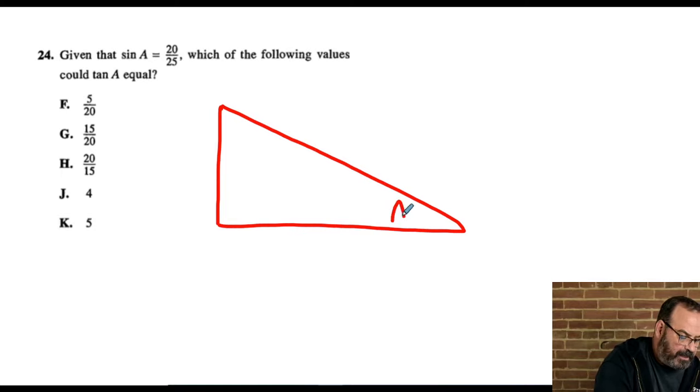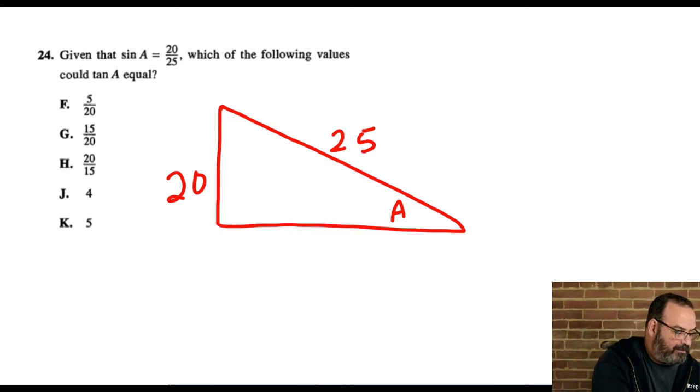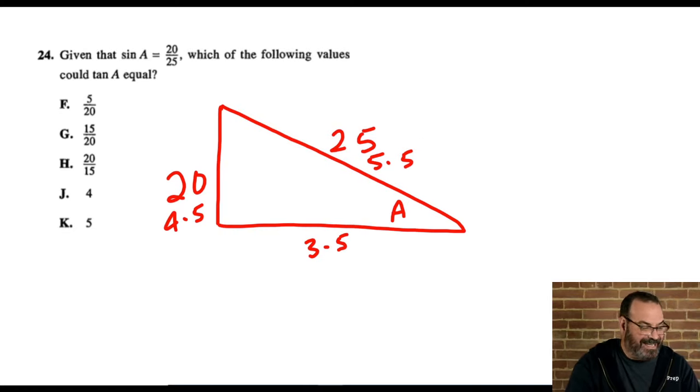Let's make angle A. The opposite side is 20. The hypotenuse is 25. It's a 3, 4, 5 triangle. So what do we have? 4 times 5, 5 times 5, and 3 times 5. So the adjacent side is 3 times 5.